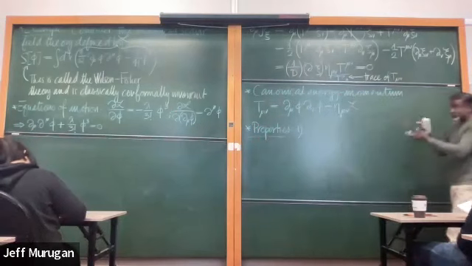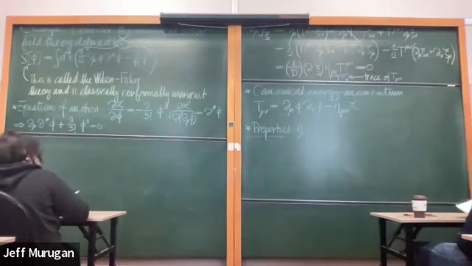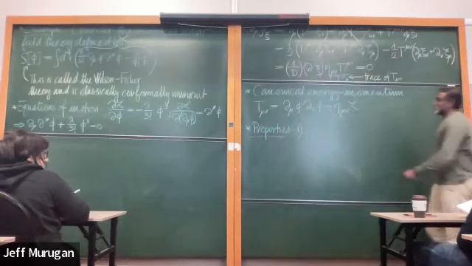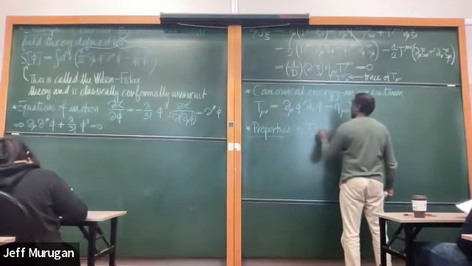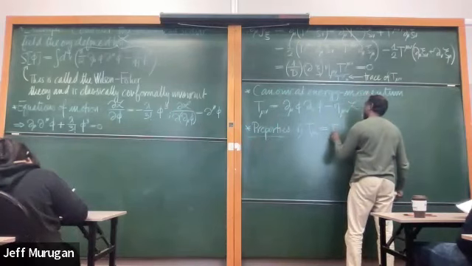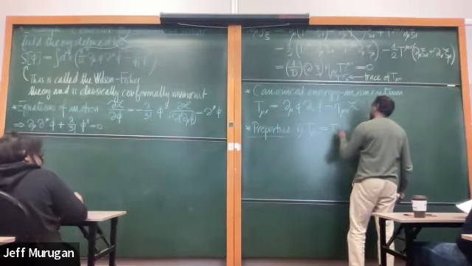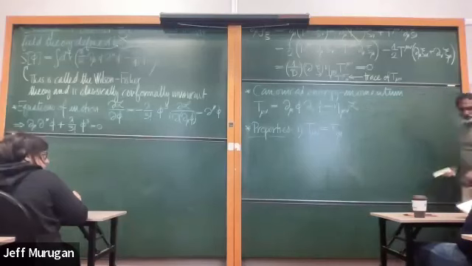First thing is this is clearly symmetric, right? If I exchange mu and nu, yes. So T mu nu is the same as T nu mu. So symmetry is preserved.